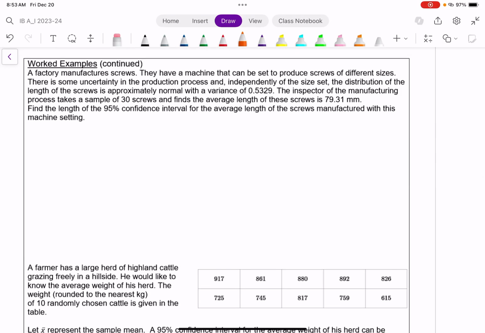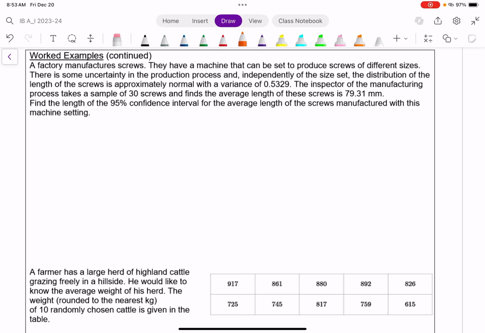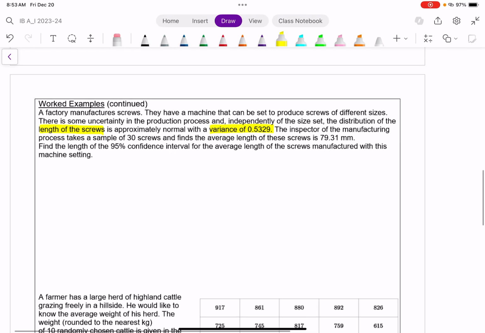All right, so still a question here that's quite similar. This time, what do we have? I'm not going to read it all, but we can see that we have these screws being produced, and the length of the screws is approximately normal, with a variance of 0.5329. And these would be millimeters squared. So keep in mind, that's the variance of the population. So that's denoted like that.